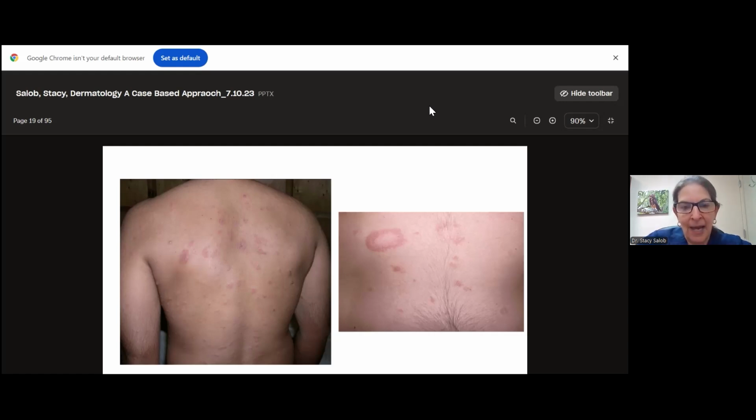Somebody mentioned a herald patch, which doesn't always happen. When it does, it's super helpful. So probably this larger plaque on the abdomen was the herald patch, and the patient might say that it started there, and then a few days later it started exploding all over the skin.